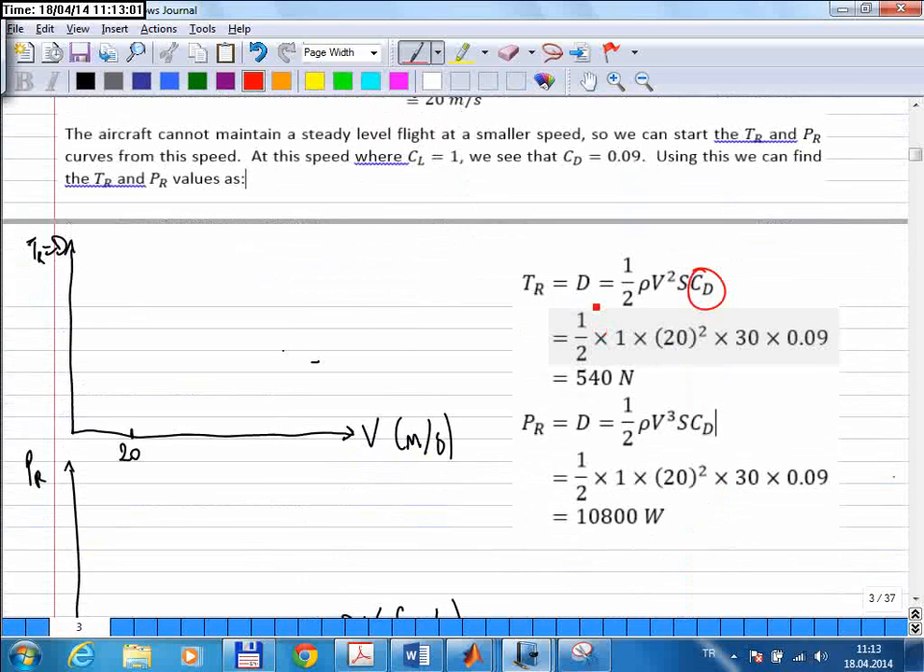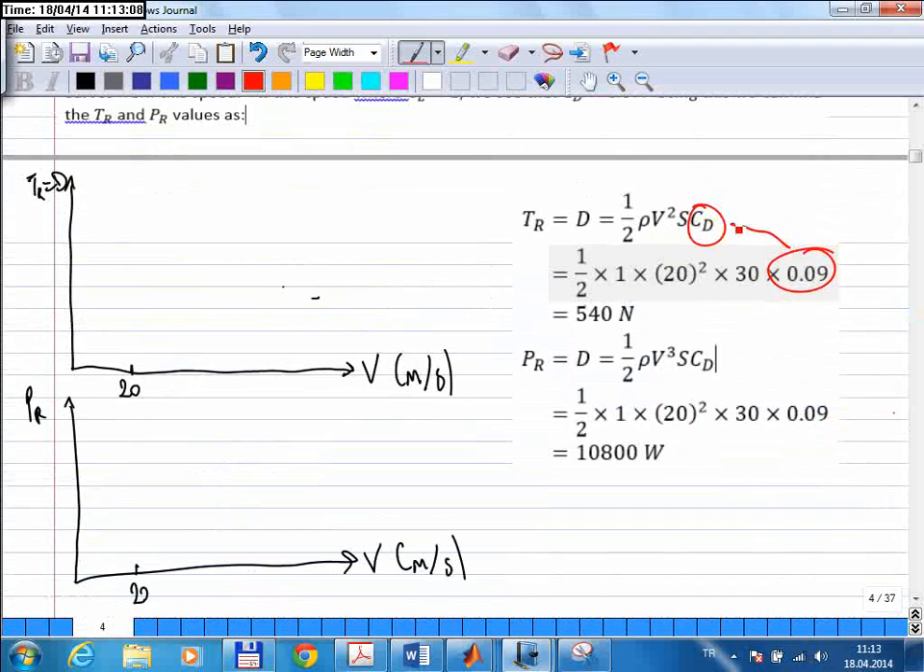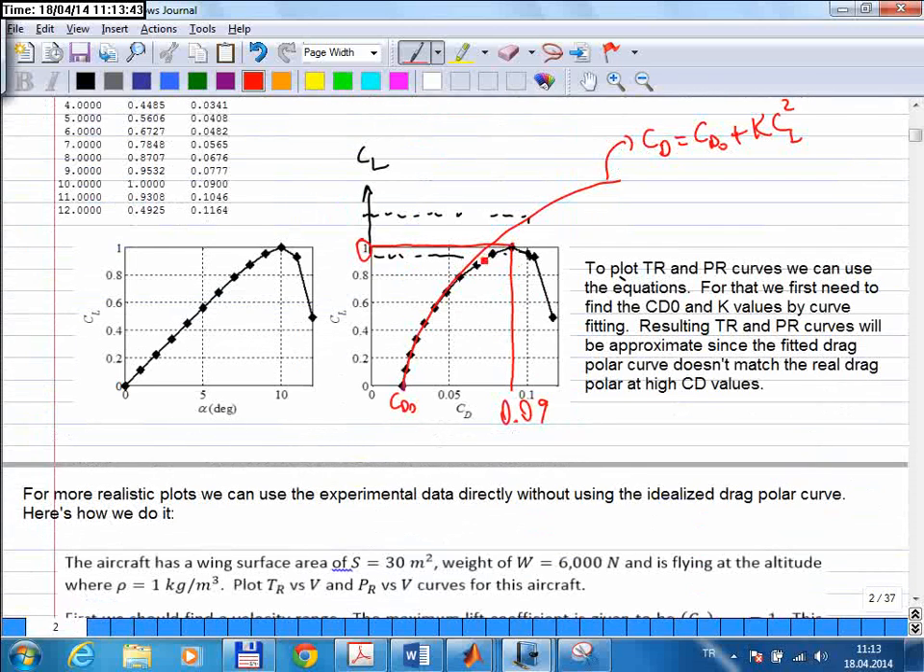Okay, so we use this value that we took directly from the plot for CD, and we find the drag value as 540 newtons. For power required, we multiply this value with the speed, right? It's 540 times the speed, which was 20 meters per second, and that gives us this much. So we take these values and put them here. This becomes a point here, and a point here. This is just one point, and we have a bunch of other points obtained experimentally. For each of these data points, we can find a corresponding point on the thrust required and power required curves.